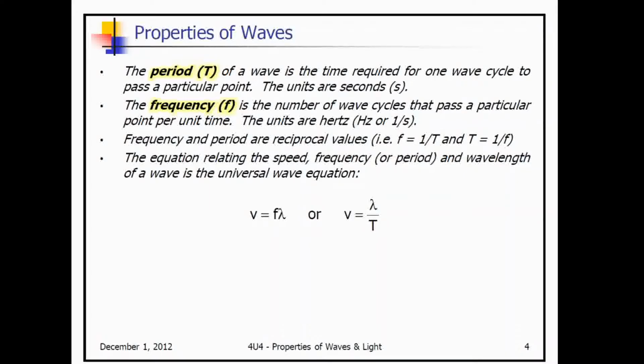I guess I should also mention that they are reciprocals of each other, so the frequency is equal to 1 over the period, and the period is equal to 1 over the frequency. So period is basically the time of a cycle. But frequency is the number of cycles we have per second. So if we have a number of different wave cycles per second, that's our frequency.